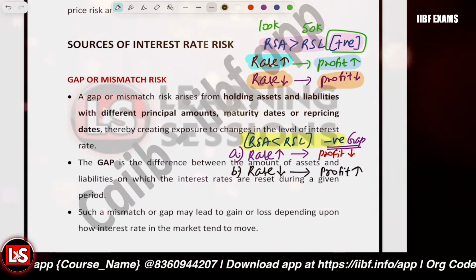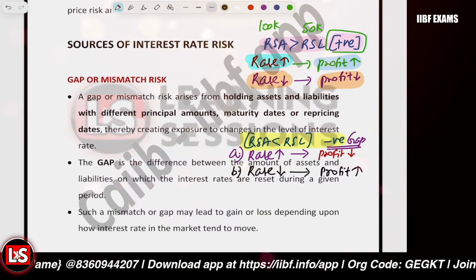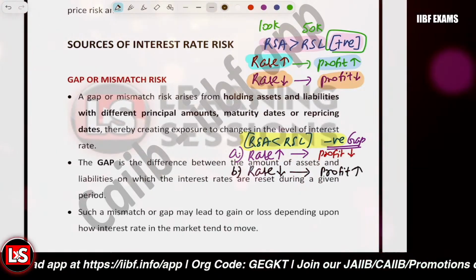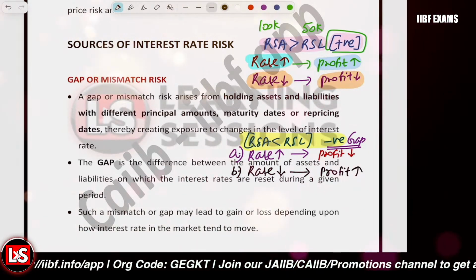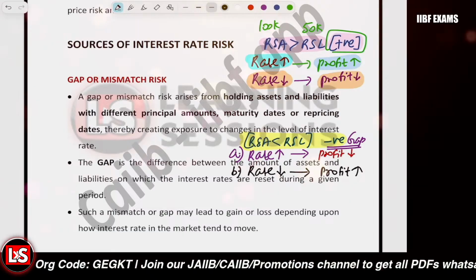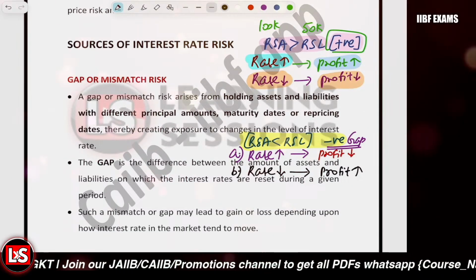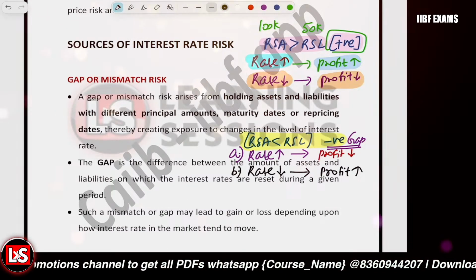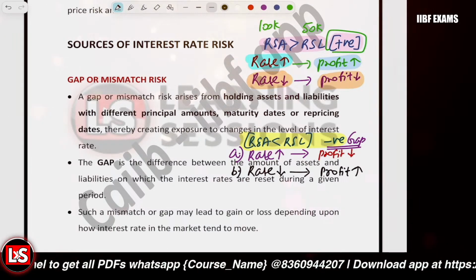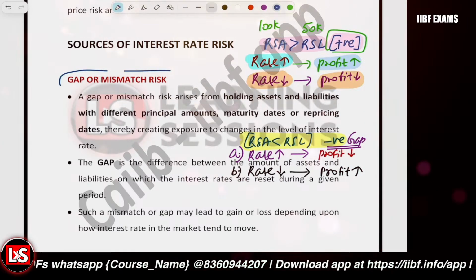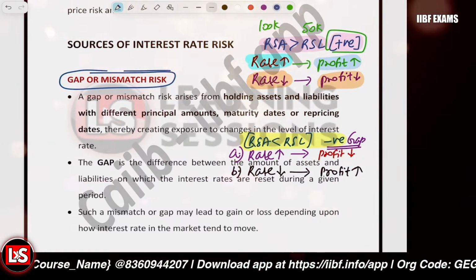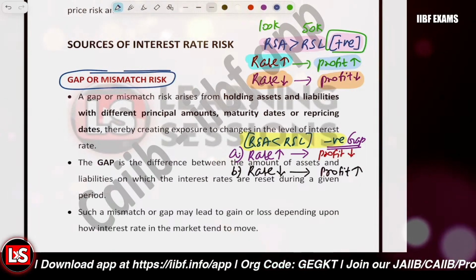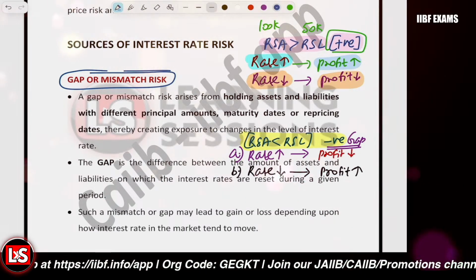So our profit will be increasing for this case. Getting it? That is how the treasuries, the banks, are to maintain the composition of the assets and liabilities in such a manner that whatsoever the scenario is, we make much more profit out of it. Right? So this is the gap risk or the mismatch risk. Clear with it so far?